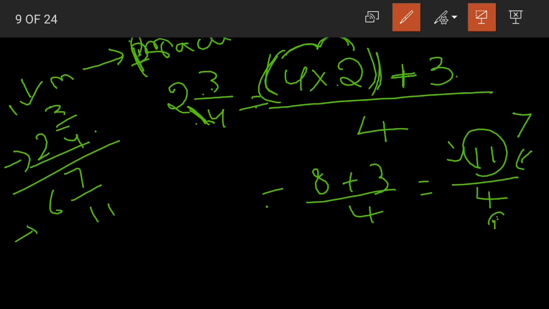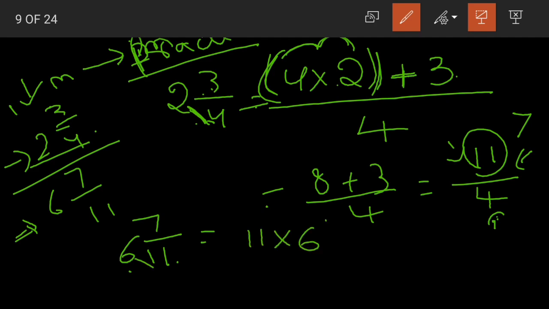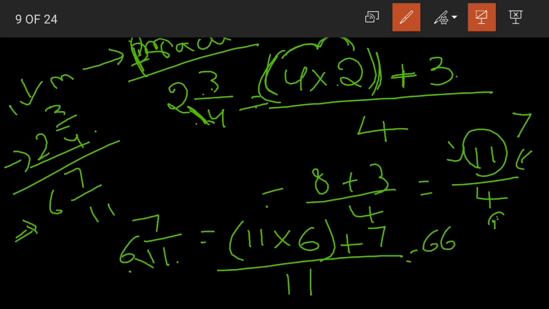Yes, students. Let us move to the denominator. 6 7 by 11. Now again convert this mixed number into a fraction. First comes what? Denominator into the whole number part. 11 into 6 plus the numerator whole divided by the denominator. 11 6s are 66 plus 7 divided by 11. Yes, students, first solve whatever is in the brackets.